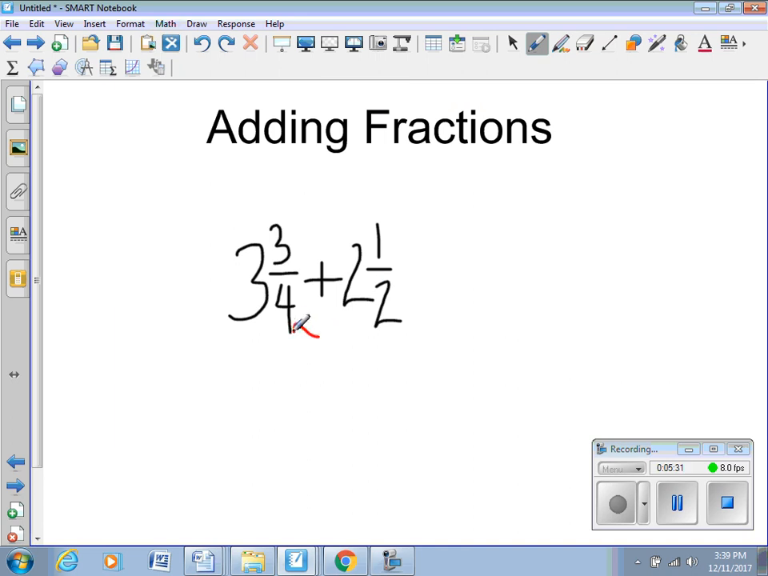We're going to make our 4 our common denominator. That way I don't have to change this fraction. I just have to change 1. So I'm going to go ahead and bring 3 and 3/4 over.